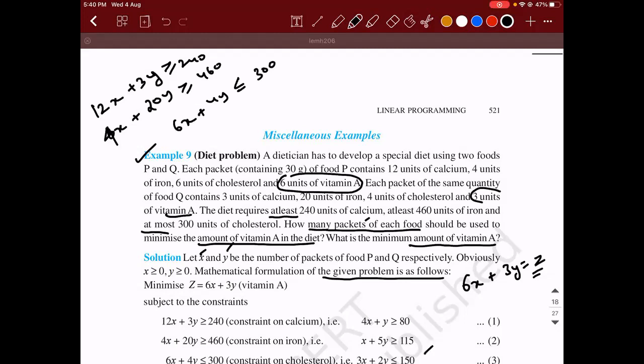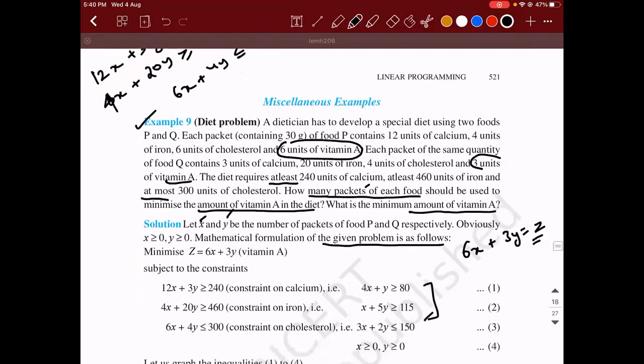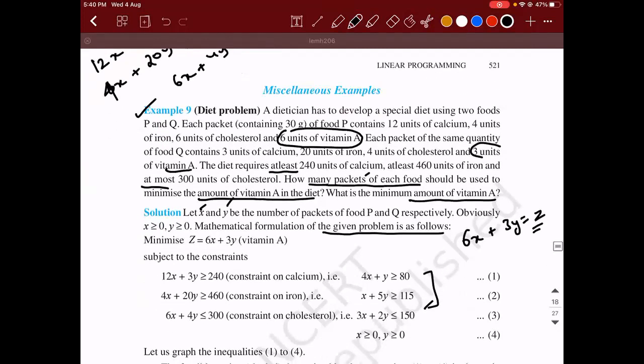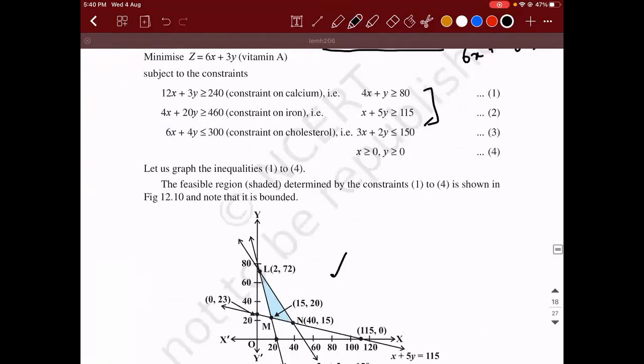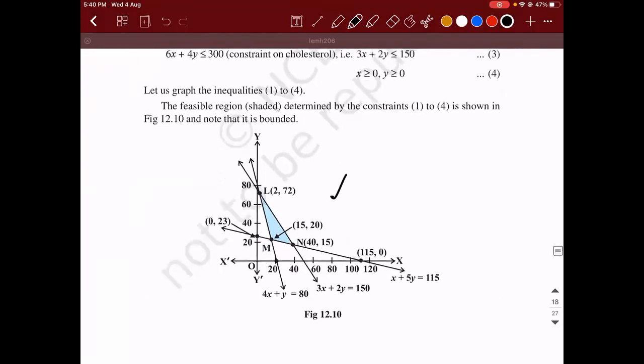So wherever you have a combination like this, you will have a bounded graph. So here it is a bounded graph and you can minimize it, right? Other things you guys know how to solve. Correct? So that's it, guys.